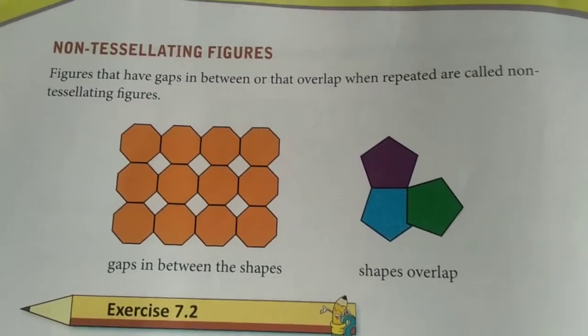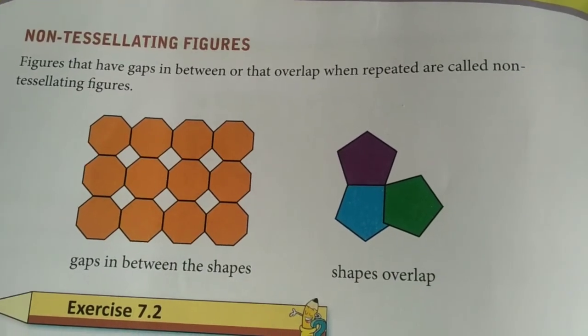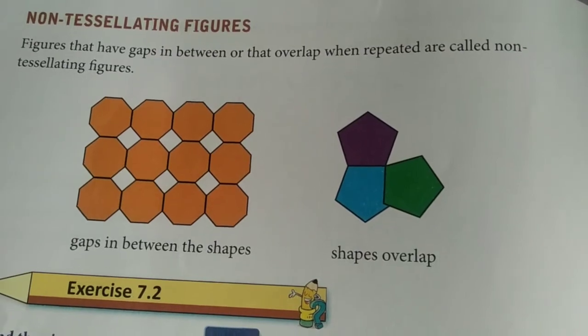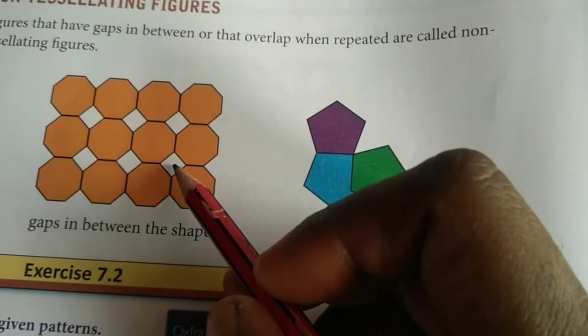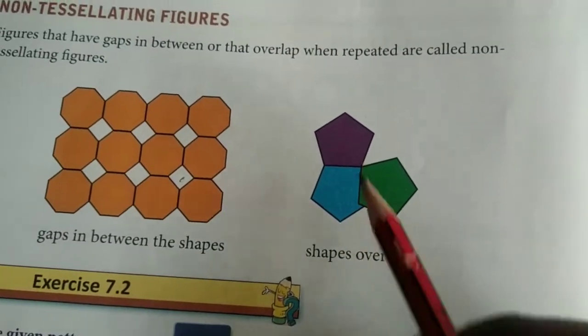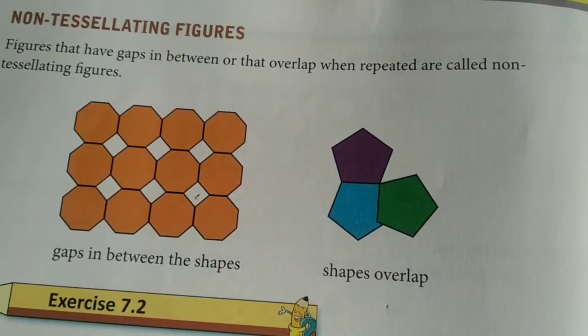Figures that contain gaps in between or overlap when repeated are called non-tessellating figures. This figure contains a gap. This one contains overlap; the shapes overlap. Here a gap is there between each shape. Are you clear, guys?